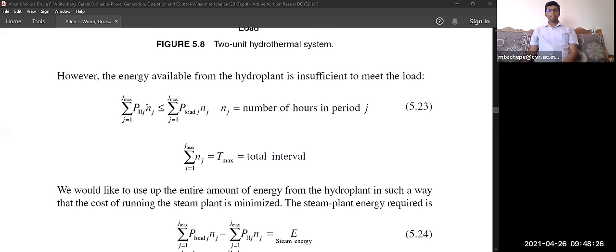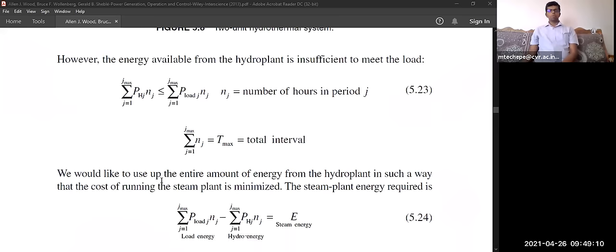So here PHJ into NJ is less than or equal to P load J into NJ, where J is equal to 1 to J maximum. Next, NJ, that is the number of hours in a period J, is nothing but T maximum, where J is equal to 1 to J maximum. NJ is nothing but T maximum, that is the total interval, the total period of time.